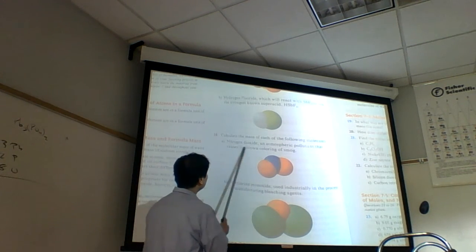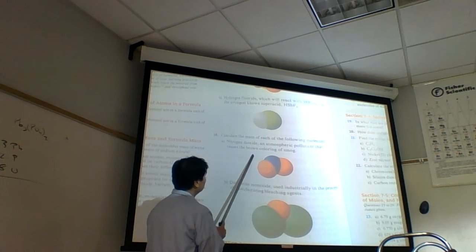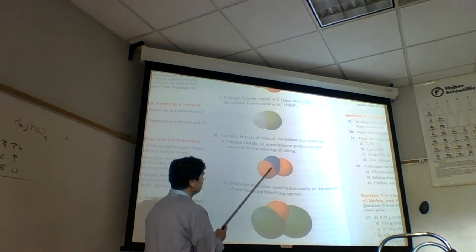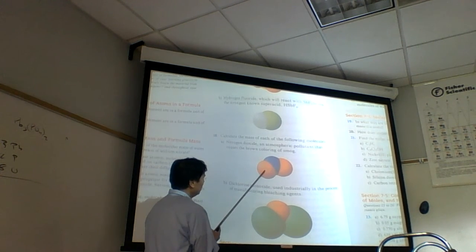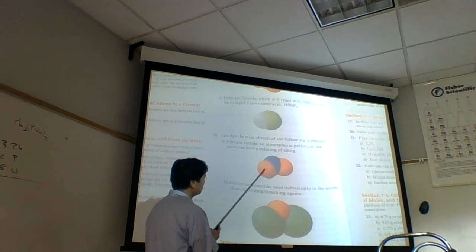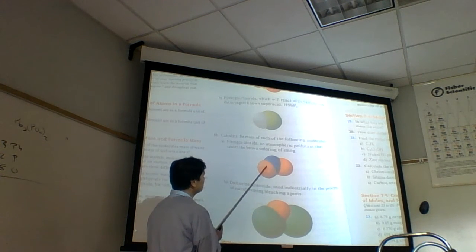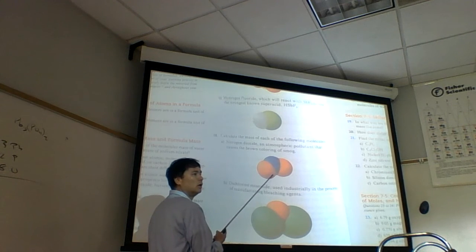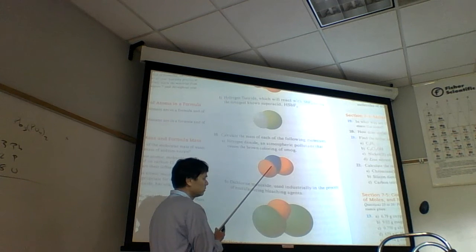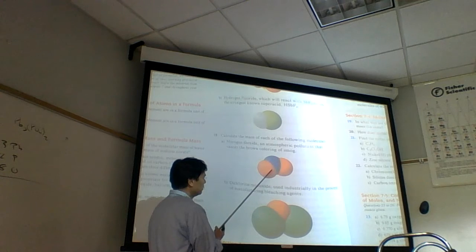Calculate the mass of each of the following molecules. Nitrogen dioxide. Nitrogen dioxide is 1 nitrogen, 2 oxygen. Nitrogen is 14.01, 2 oxygen is 32. So nitrogen dioxide is 14 plus 32, 46.01 U per single molecule. If I had an Avogadro's worth of these, 6.022 times 10 to the 23rd molecules, it would be 46.01 grams.